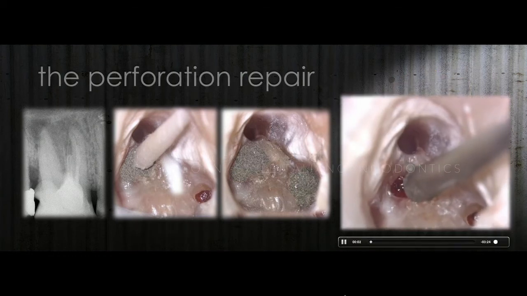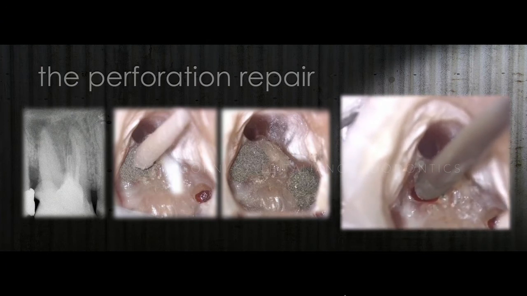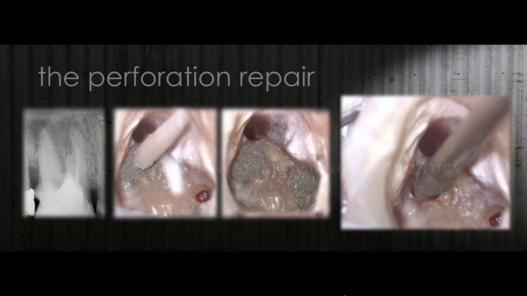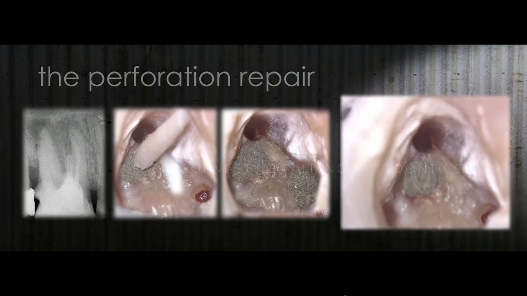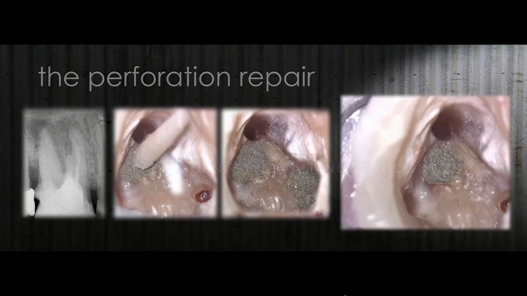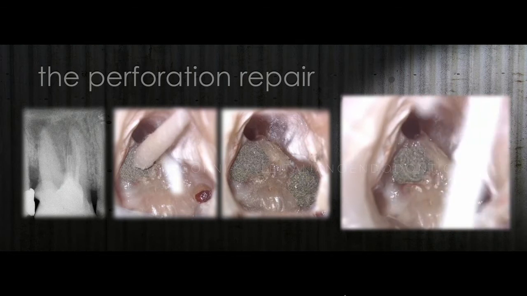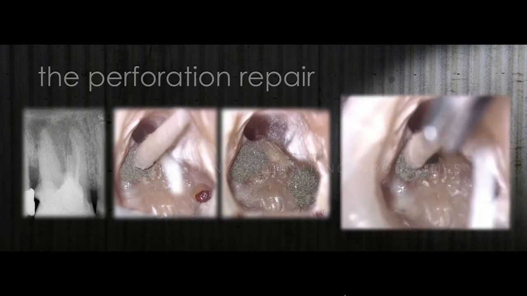In the video we can follow the different steps of the packing, and with the MTA endodontic gun, I'm bringing the MTA inside of the perforation and gently adapting the material inside of the perforation with the paper point.